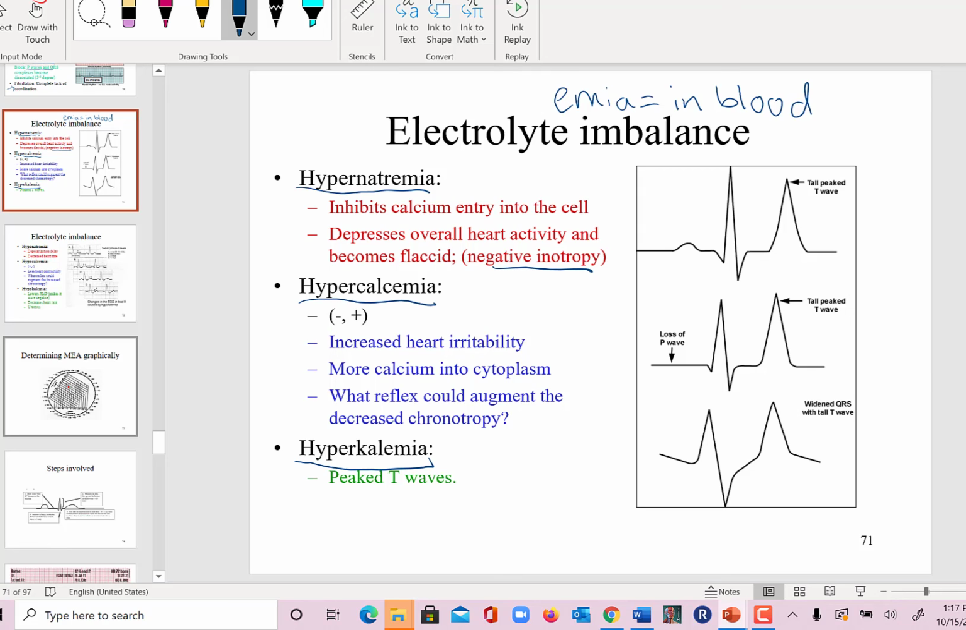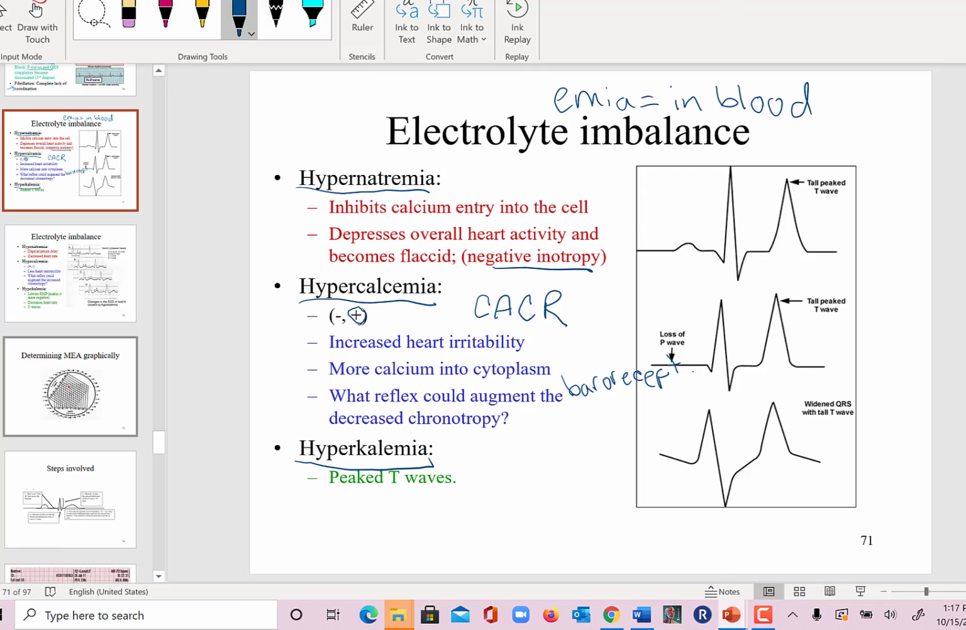Hypercalcemia, more calcium in the plasma. We will have increased calcium-activated calcium release, and that means a greater inotropy. That's what this plus means here. But we will have a reduced heart rate. Why is that? Because of the baroreceptor reflex arc. And the baroreceptor reflex arc is discussed in your vessels and hemodynamics lecture.